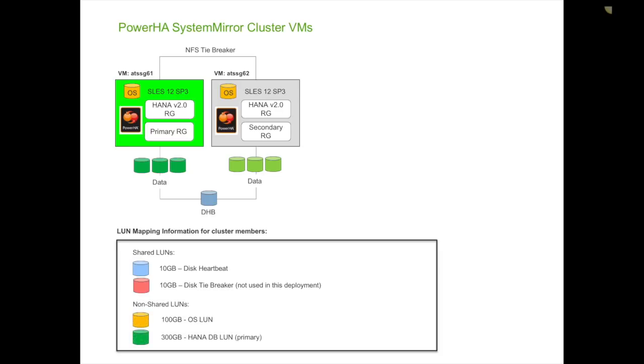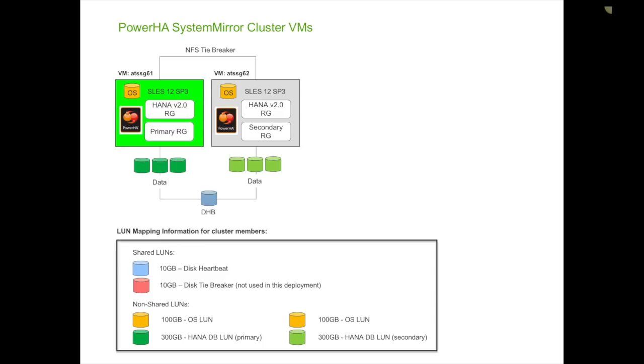And then the data volumes. There happens to be a 100 gig disk on the left hand side for the OS. I have a 300 gig shared disk for that HANA database. And then I have the same thing on the 62 VM, where I've got an OS LUN and then the HANA database LUN on the second side.